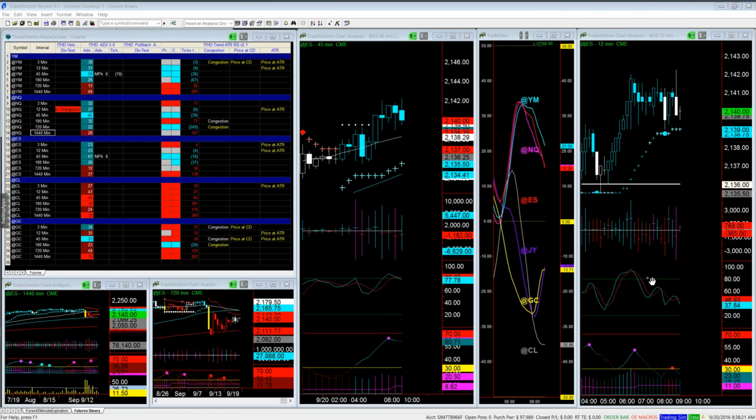If this pattern holds over here on the ES, you're probably going to get an up movement off of that. This needs to come down a little bit more, though. That gives you a hidden divergence.